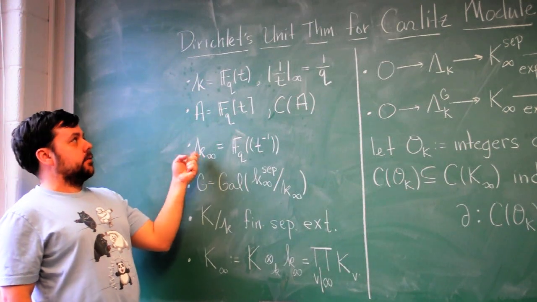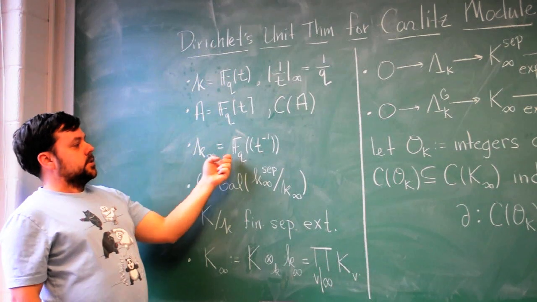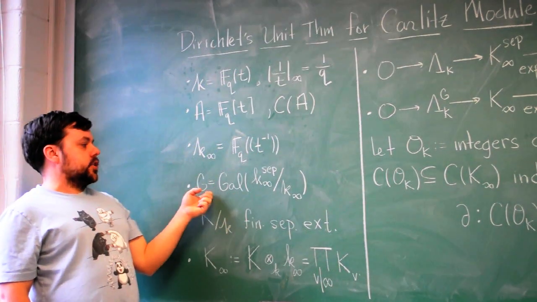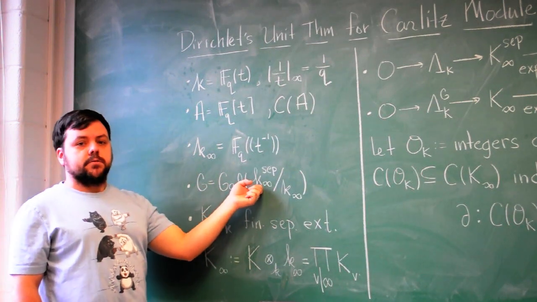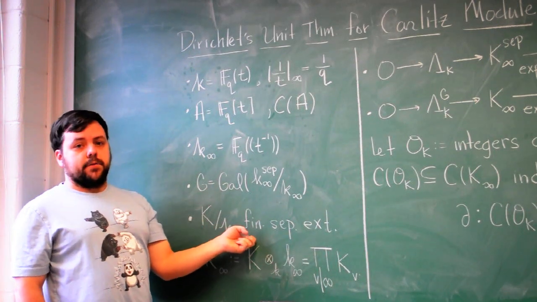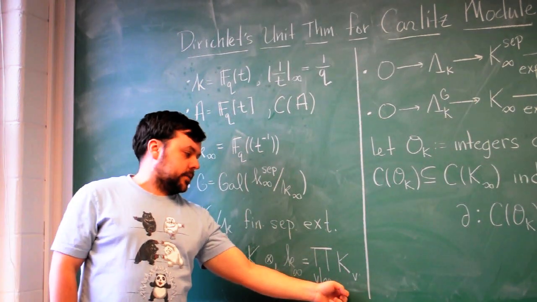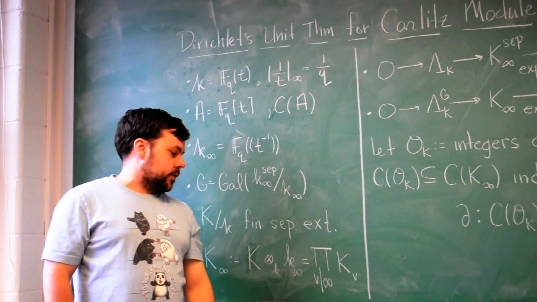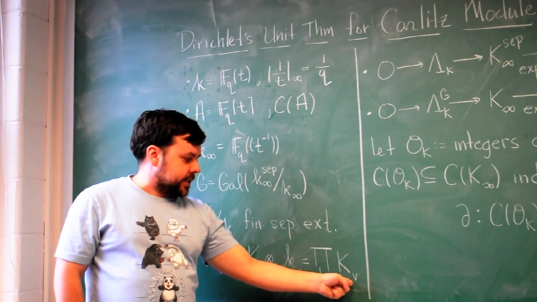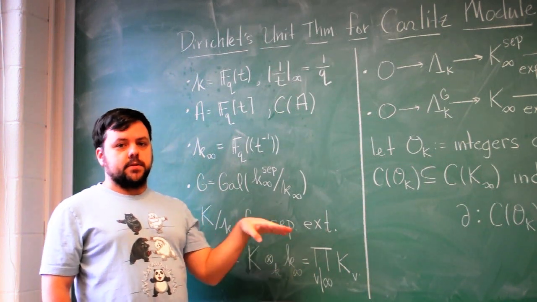Okay, so K infinity, we're going to let that be the completion of little k with respect to our infinity-adic valuation. So that's going to wind up being just a Laurent series with coefficients coming from F_q. We're going to let G be the Galois group of the separable closure of K infinity over K infinity. Let big K over k denote a finite separable extension. And big K infinity is going to be the product of fields over the completions. Each component is K_v, where K_v is the completion of K with respect to one of the valuations that extends the infinity valuation.